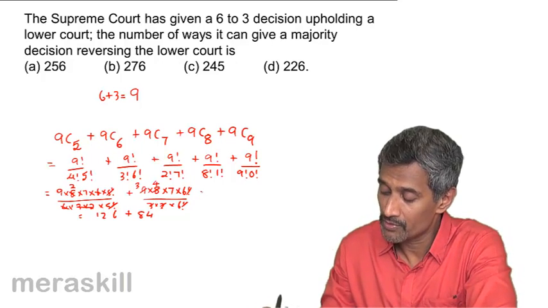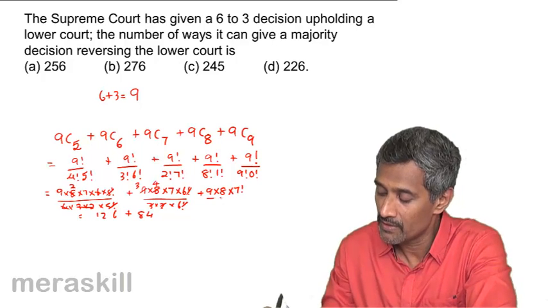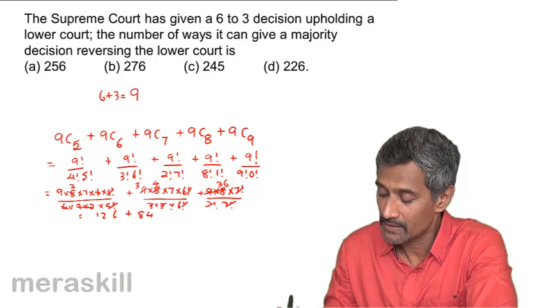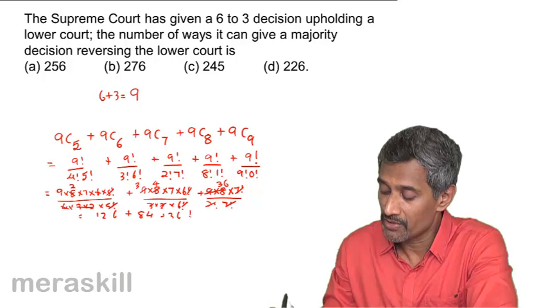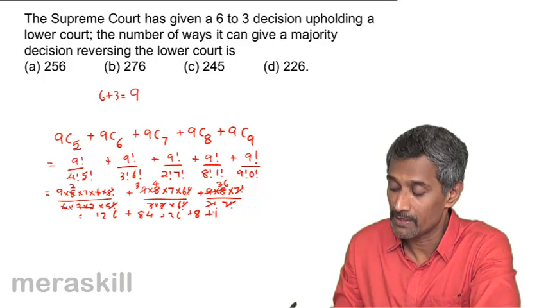This is 84, and what do we have here? 9 factorial, so this would be 9 into 8 into 7 factorial upon 2 factorial into 7 factorial. This gets cancelled. 9 into 8 is 72, and this would become 36. On simplification this will become 8, and this will become 1. So we have 126 plus 84 plus 36 plus 8 plus 1.